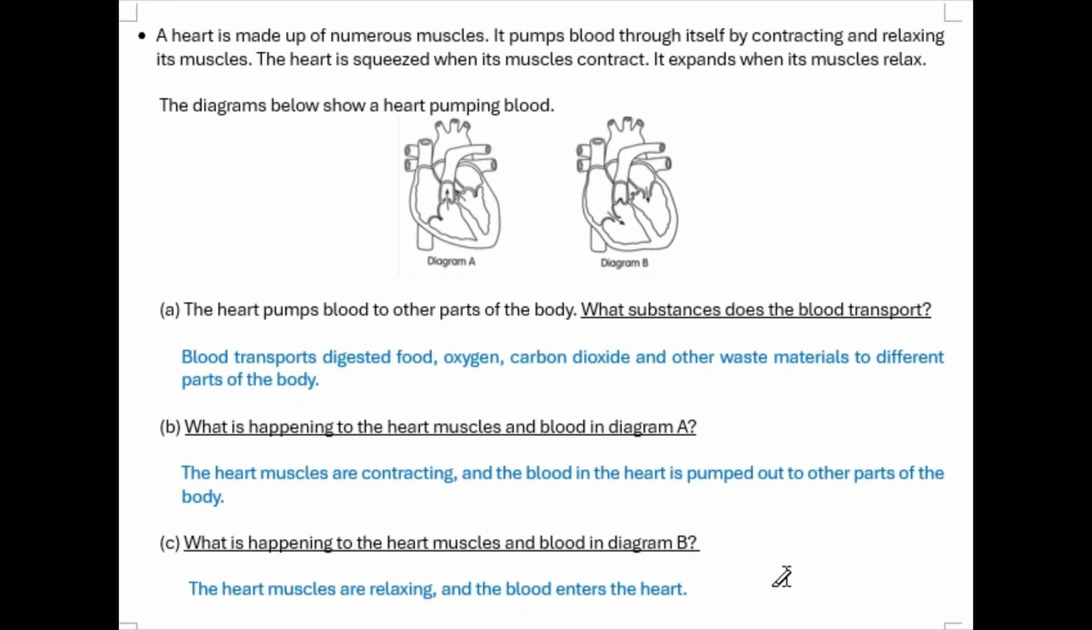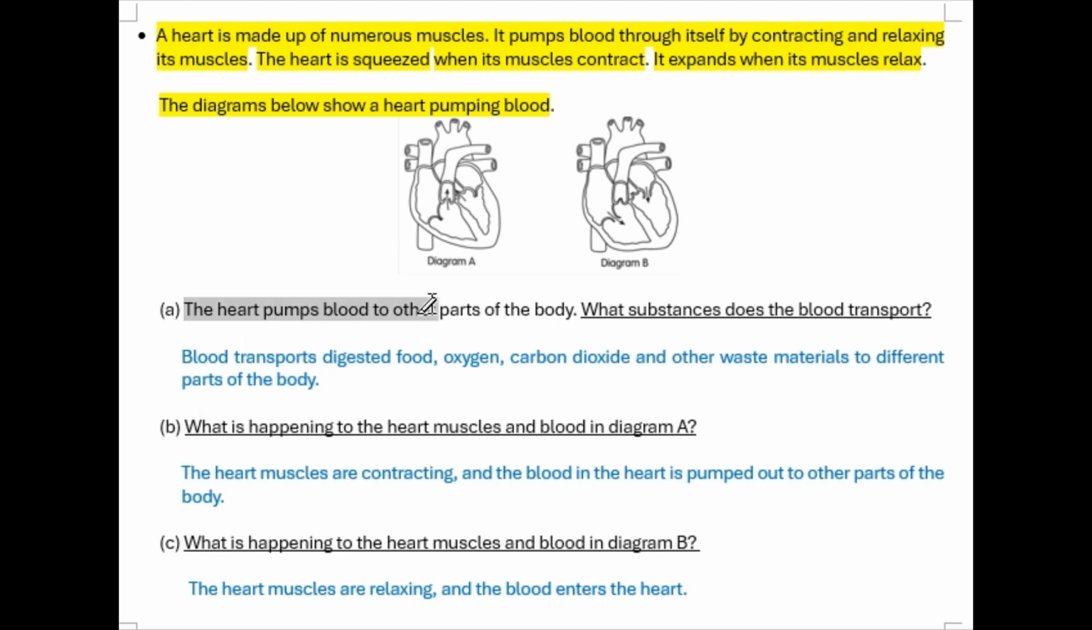A heart is made up of numerous muscles. It pumps blood through itself by contracting and relaxing its muscles. The heart is squeezed when its muscles contract. It expands when its muscles relax. The diagrams below show a heart pumping blood.